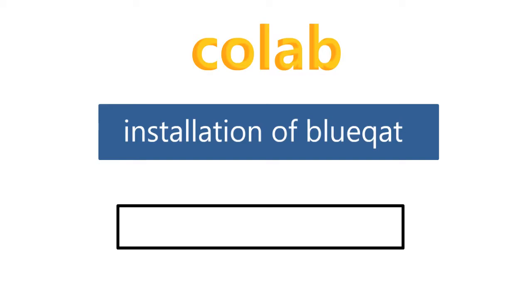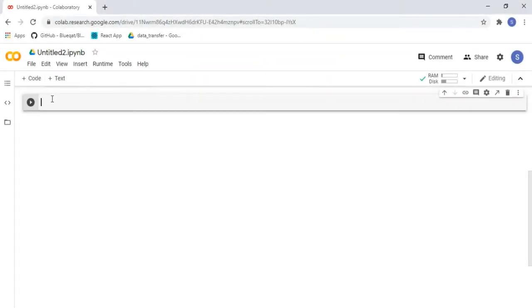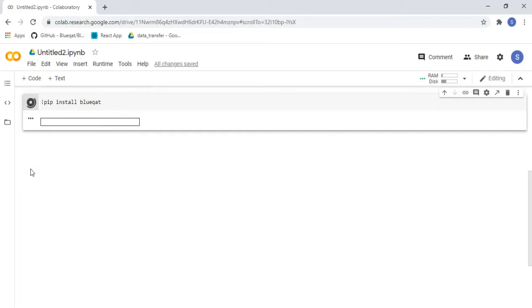We can do it by using this code: !pip install Blueqat. Type the code that was shown earlier in Google Colab. Then click on play button and Blueqat will be installed.